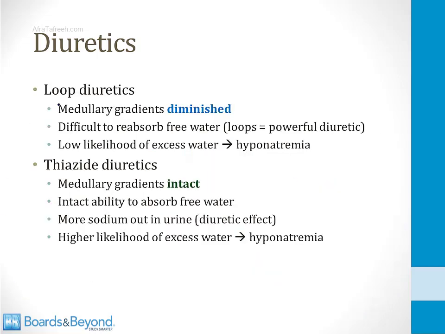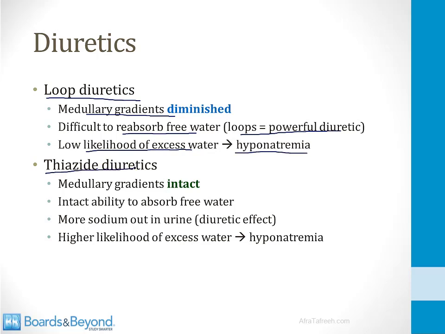I've summarized these points on this slide. In patients taking loop diuretics, the medullary gradients are diminished. This makes it difficult to reabsorb free water, and this is why loop diuretics are powerful diuretics. This also means there's a low likelihood of resorption of excess free water leading to hyponatremia.